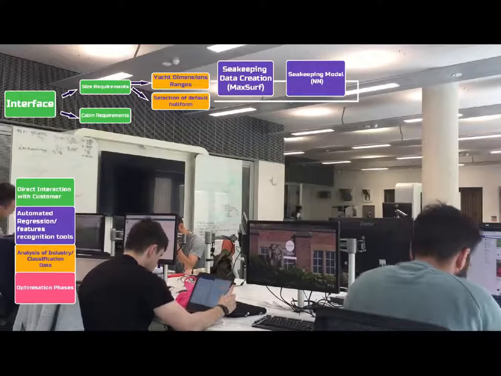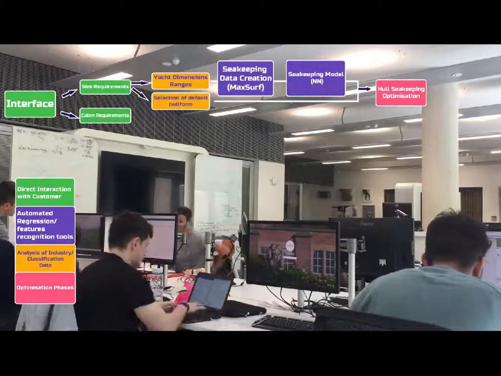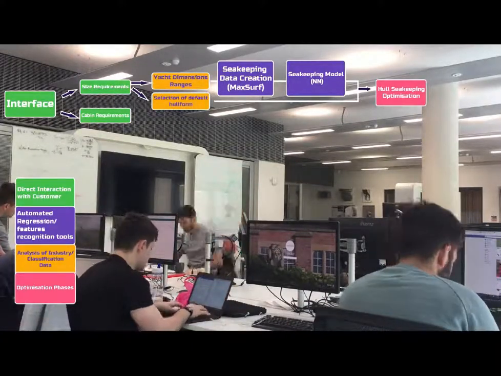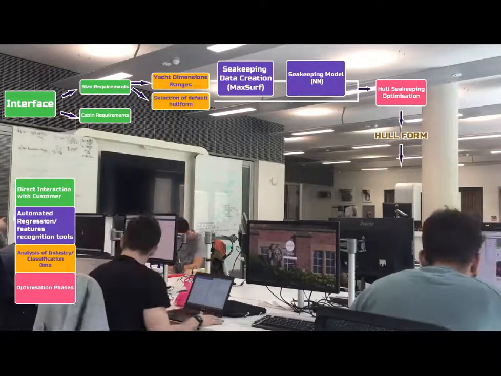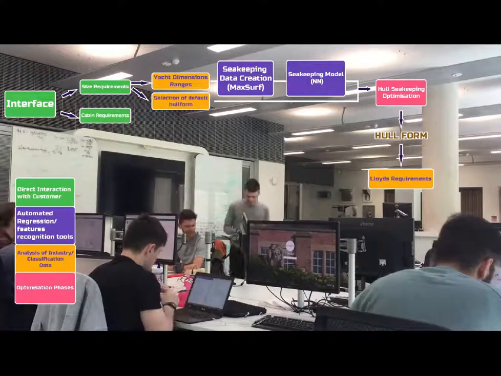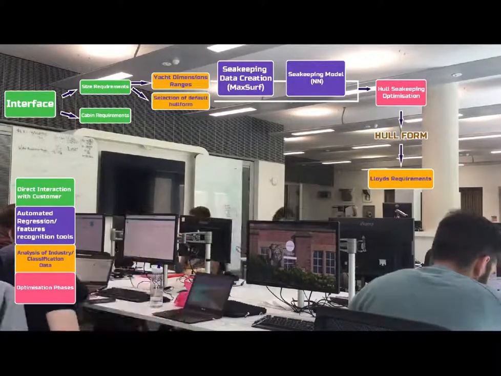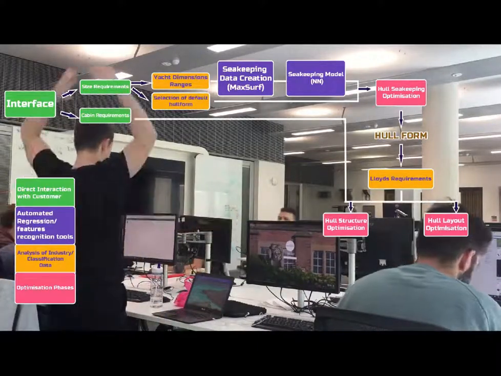A default hull form is also selected. A seakeeping model is then created, and once it is completed, the hull seakeeping optimization takes place. Once that's done, the hull form is ready. Lloyd's requirements are then applied. The hull is then optimized for structures and layout.